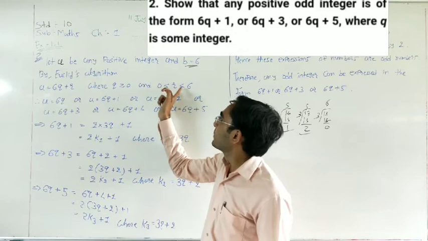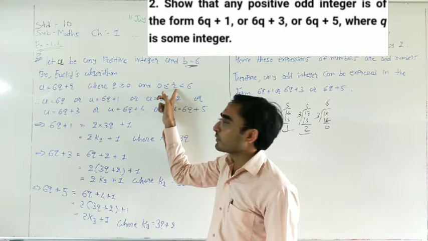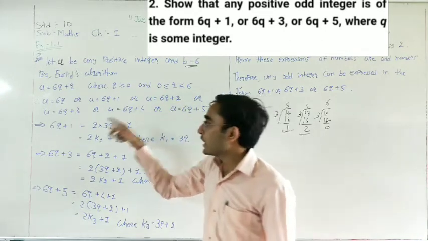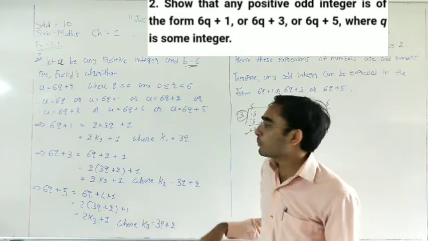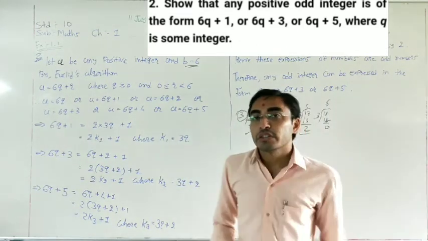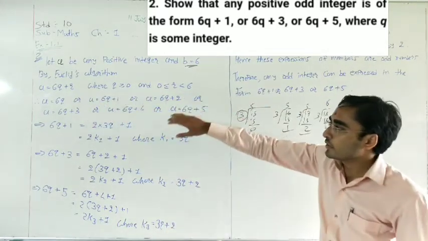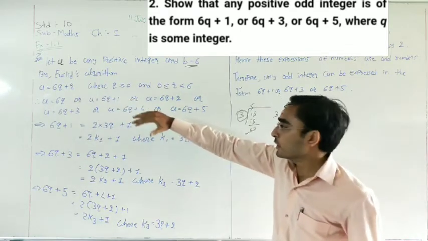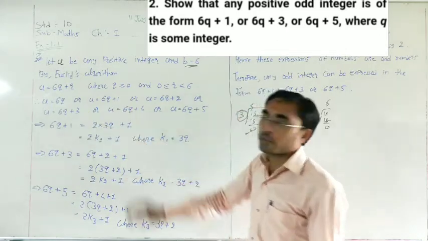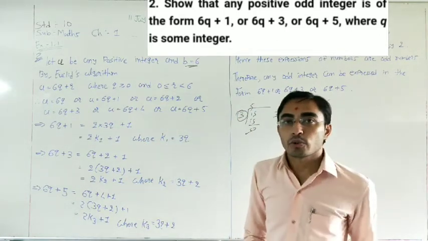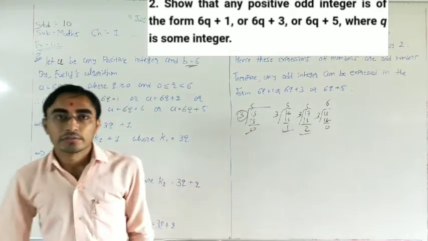Second possibility, remainder r is equal to 1, so 6q plus 1. Then r is equal to 2, 6q plus 2. Otherwise r is equal to 3, so 6q plus 3. Otherwise r is equal to 4, 6q plus 4. Otherwise r is equal to 5, 6q plus 5. So we have a total of 6 possibilities here: 6q, 6q plus 1, 6q plus 2, 6q plus 3, 6q plus 4, 6q plus 5.